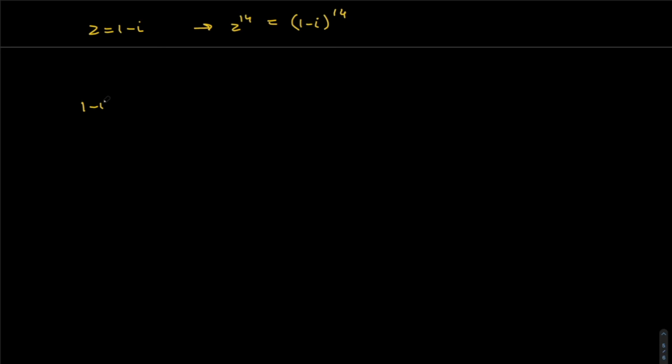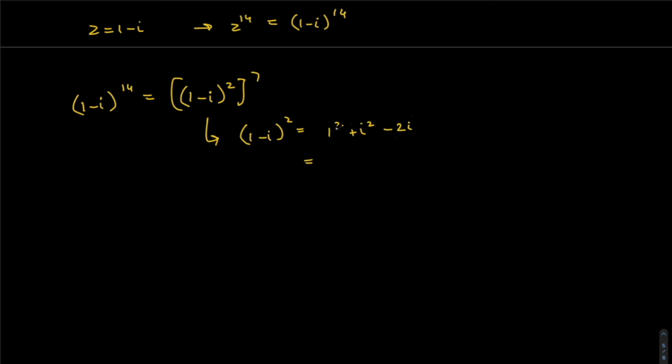We know (1 minus i) to the power 14 can be written as (1 minus i) whole squared, raised to the power 7. Let's simplify (1 minus i) whole squared. We get 1 squared plus i squared minus 2i. This is 1, i squared is minus 1, so that cancels out, and we're left with minus 2i. So we can write this as (minus 2i) raised to the power 7.